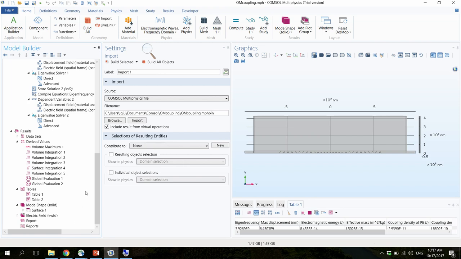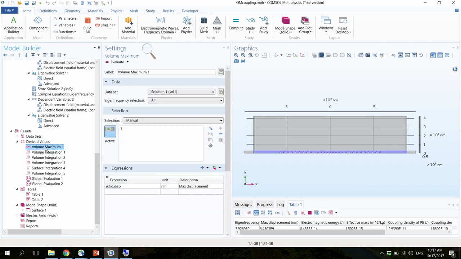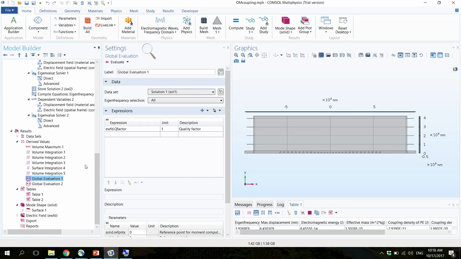So for the derived values here, for the volume max you can get the max displacement. This is used to define the effective mass. And for the integral here, you can use the first volume integral to calculate the mode volume, for example. And then for the rest, you have the calculations for the photoelastic coupling, the moving boundary contribution, the volume deformation, the quality factor for optics, and the quality factor for mechanics.